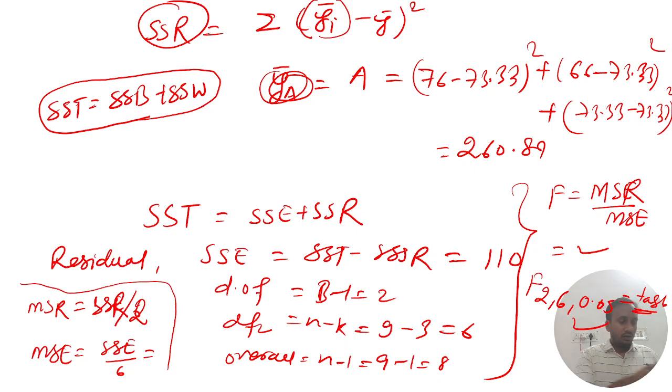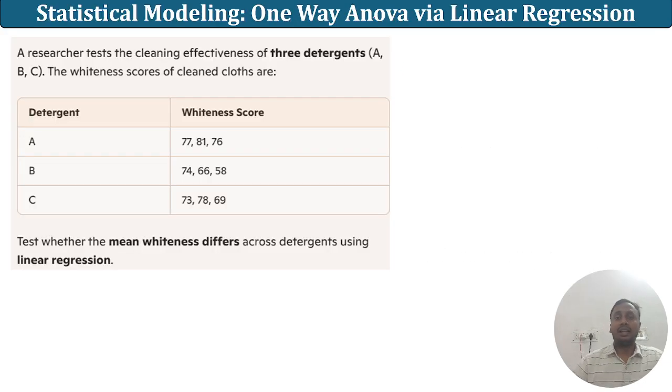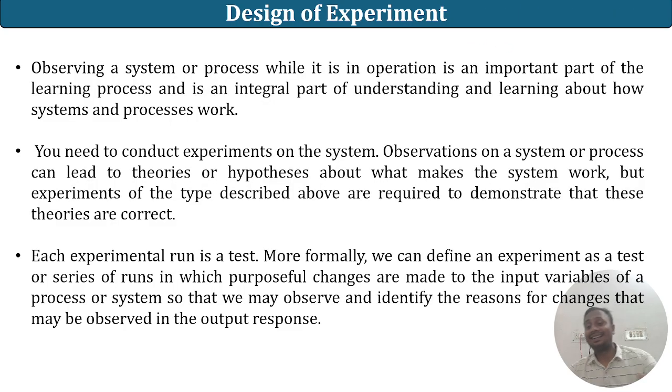Okay. So now we are clear with the one-way ANOVA with the linear regression. Now we'll go to the design of experiment. Can you tell what you mean by design of experiment actually?